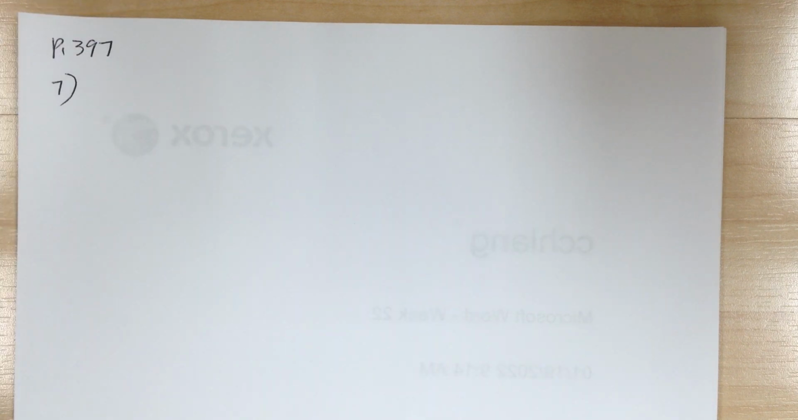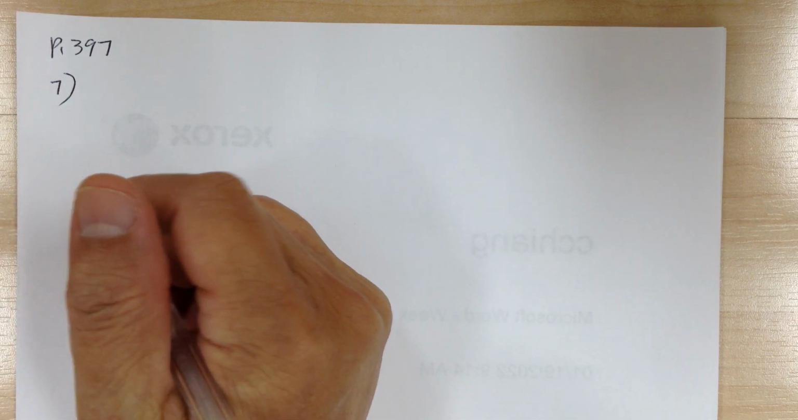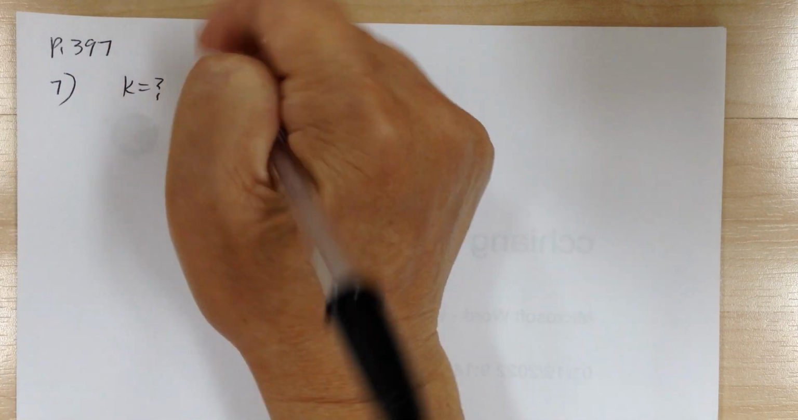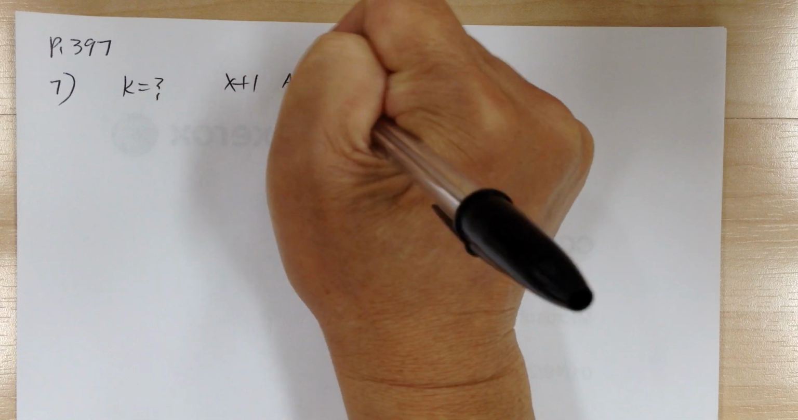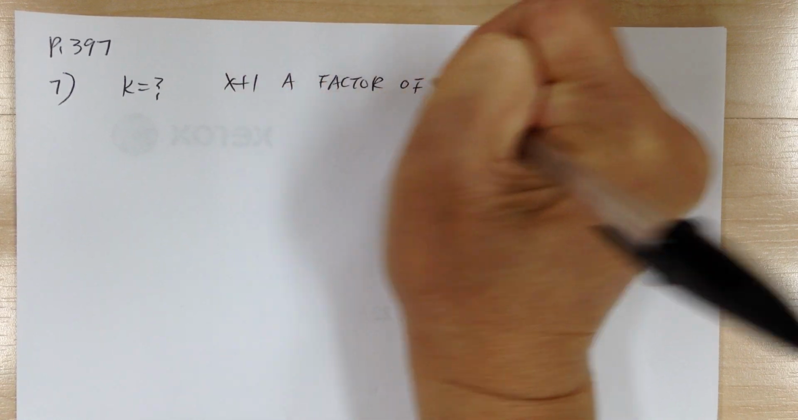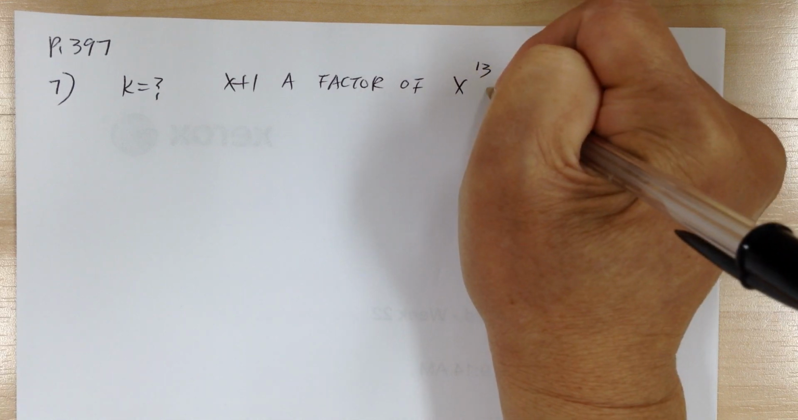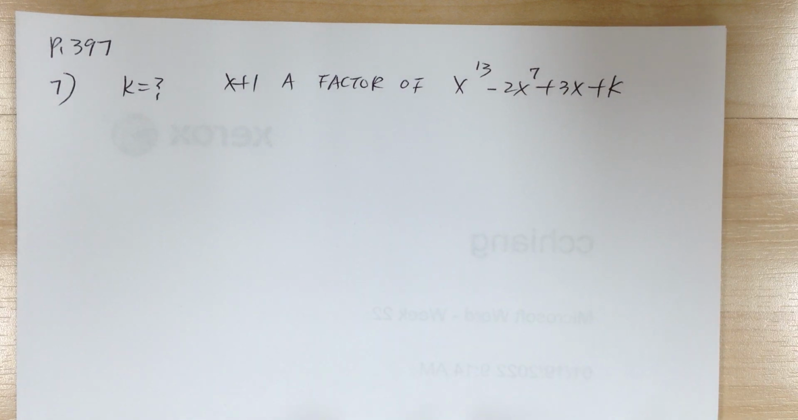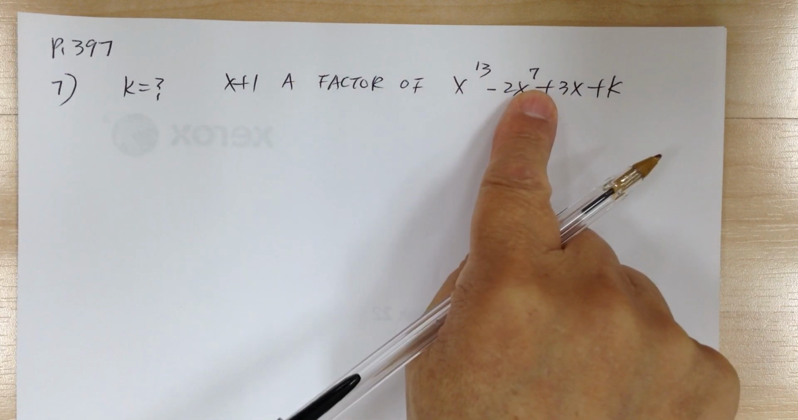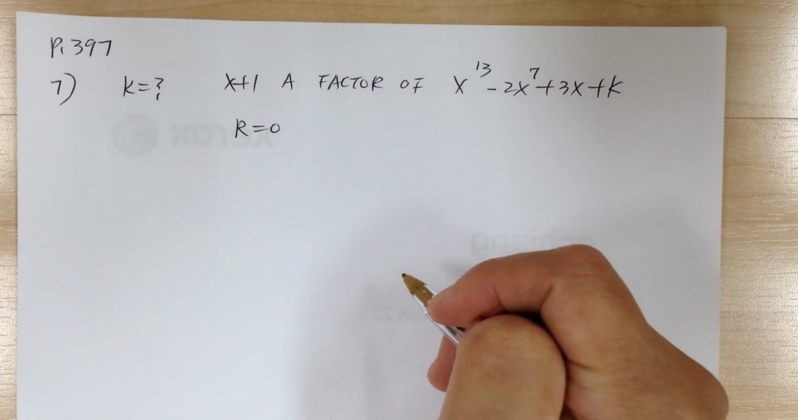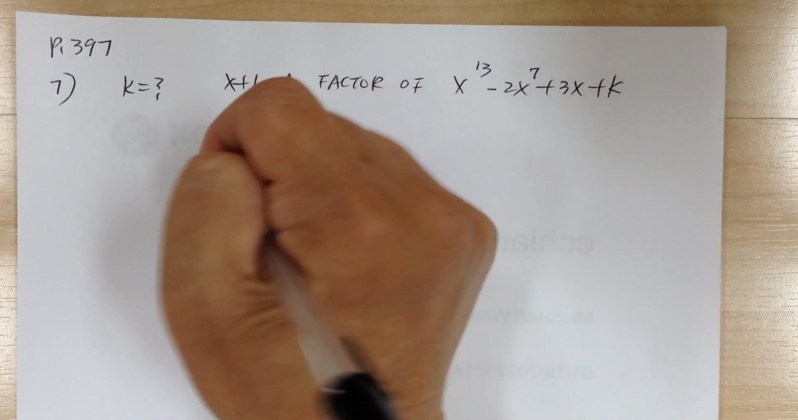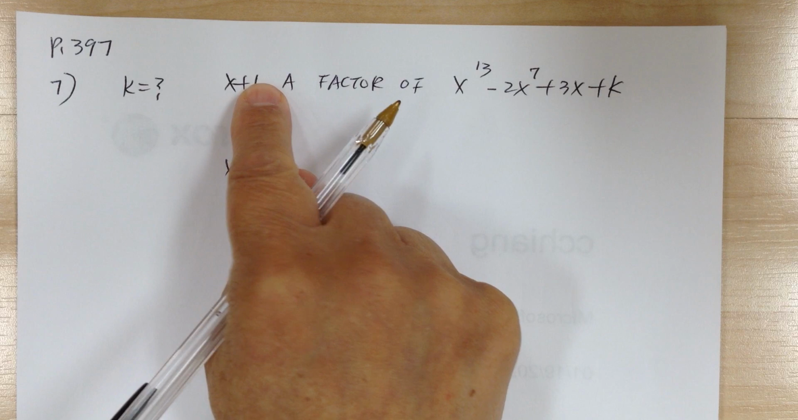Okay, number 7. It says for what value of k, so you're looking for k, where x plus 1 is a factor of x to the 13 minus 2x to the 7 plus 3x plus k. So if this is a factor of that, that means the remainder equals 0. That means when you evaluate, it will give you 0. So you have to evaluate at x equal to -1. So again, you set this equal to 0 and you solve.